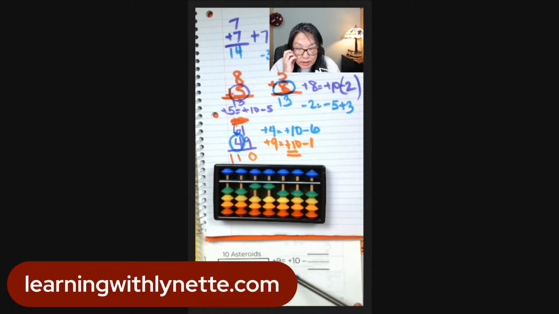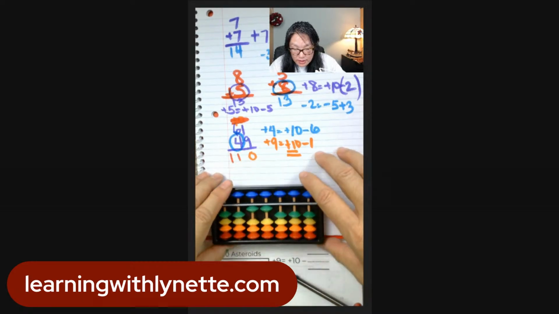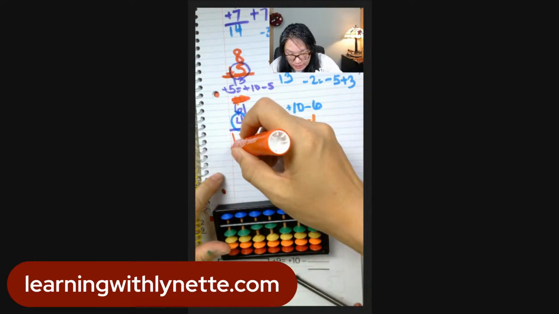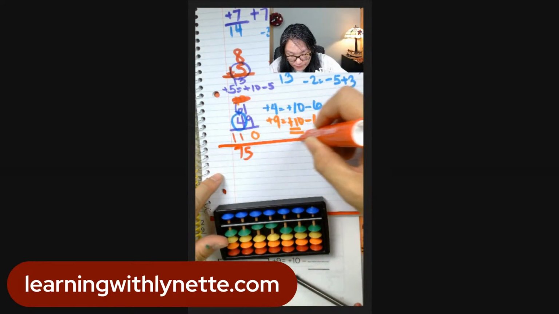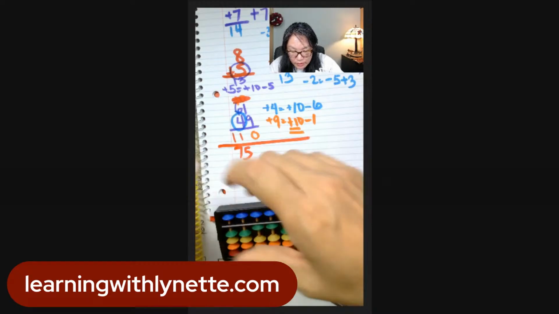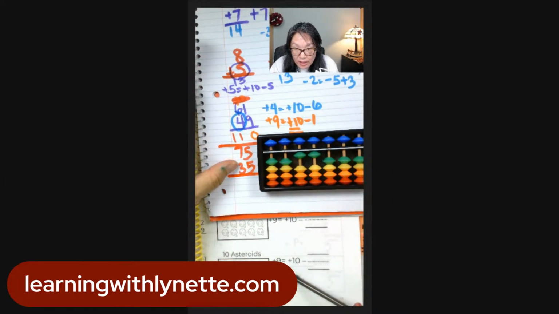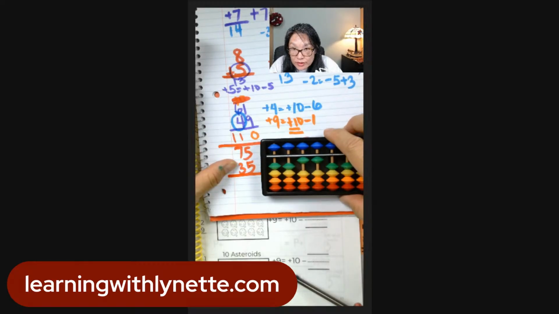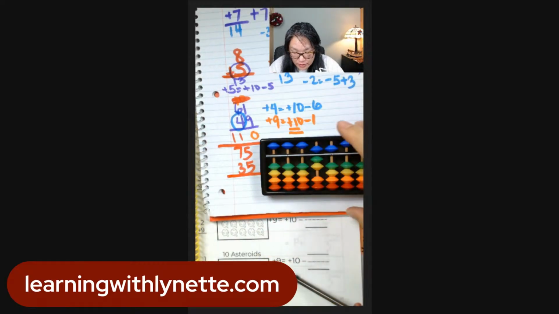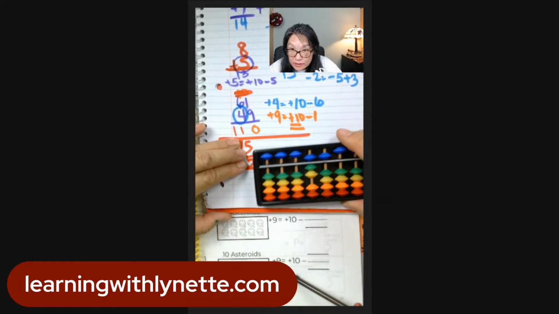Let's see. We can do, okay, let's do this one. 75 plus 35, right? Which one do we want to do first? The 3 or the 5? Do the 5 first. Okay, so do the 5 first, right?